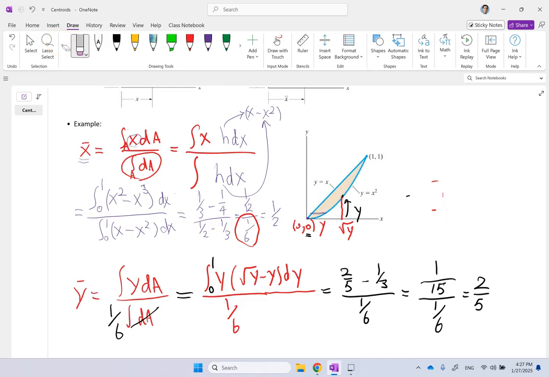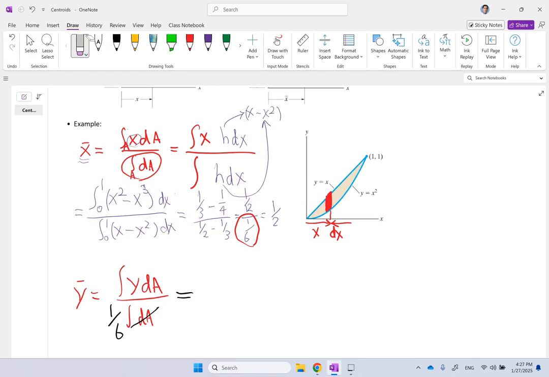So, can I still use that? Remember, for that, we move to location x, correct? Gave it a thickness dx, and we use that to calculate x bar. Now, the question is, for y bar, how can I use that? So let's take a look.